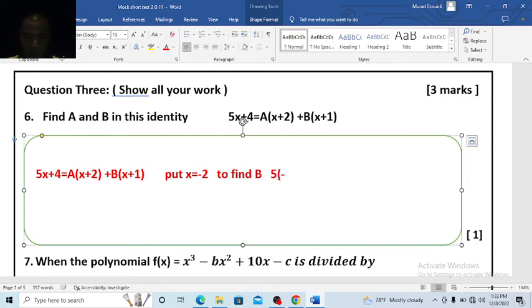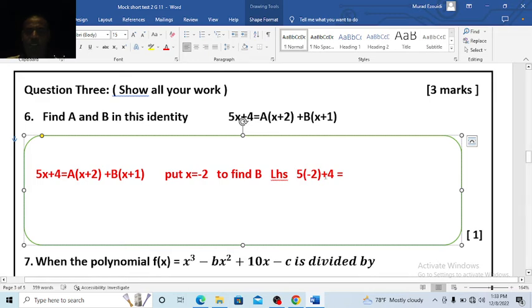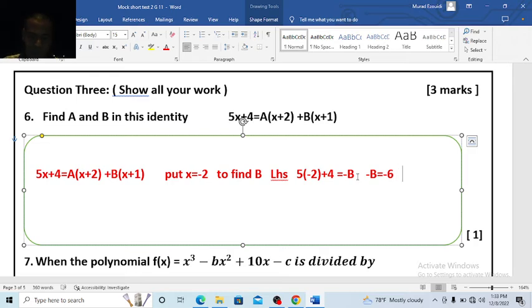Therefore, in my equation, I will write 5 multiplied by minus 2, plus 4 should be equal to... So this is the left hand side. And what is written on the right hand side is a times x plus 2 is 0, then b times x plus 1, x is minus 2 plus 1 is minus 1, multiplied by b is minus b. Okay, therefore 5 times minus 2 is negative 10, plus 4 is negative 6, therefore negative b equal to negative 6, therefore b is equal to 6. I found this one. This is the value of b.